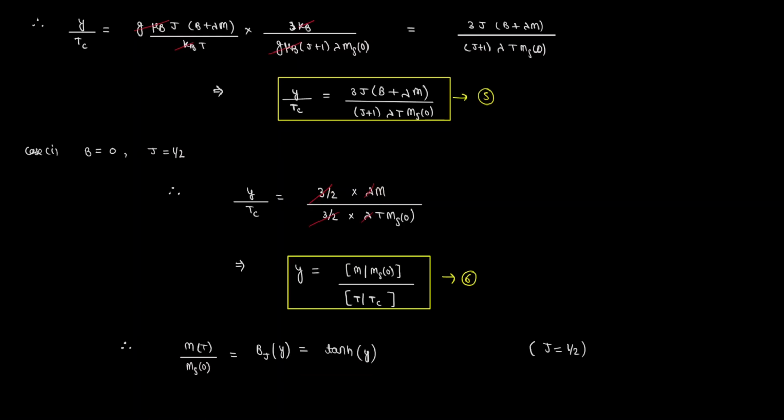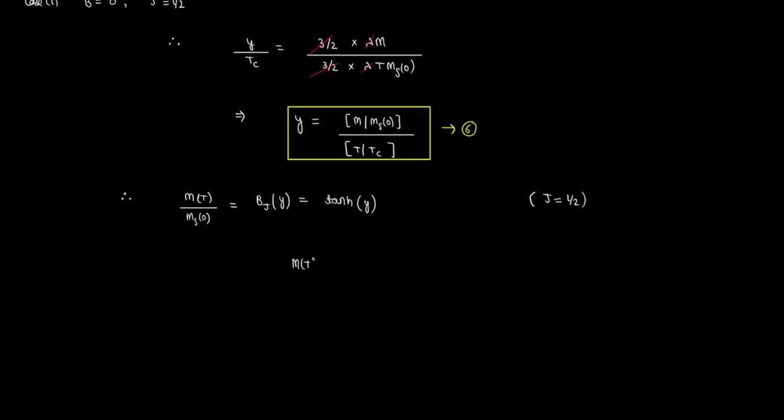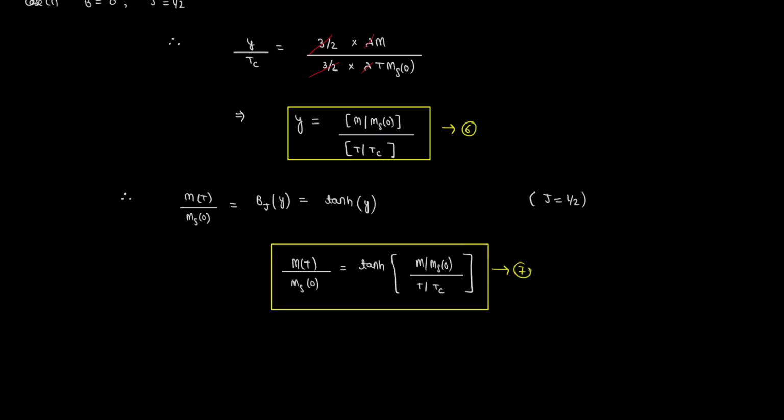So, using equation 6, we will get the ratio of spontaneous magnetization to saturation magnetization as tanh of (M divided by Ms) whole divided by (T divided by Tc). So this represents the phase transition equation. Now let us try to plot this equation 7. If you assume the ratio of M and Ms is y and the ratio of T and Tc is x, then the functional variation of equation 7 is tanh of y divided by x.